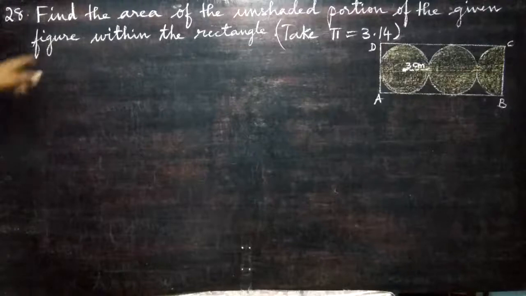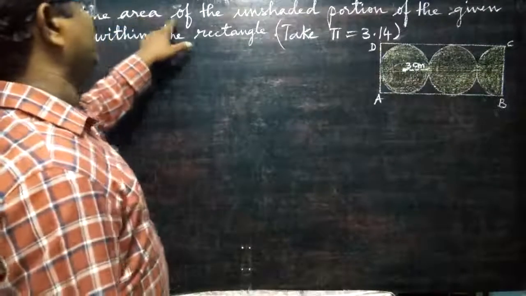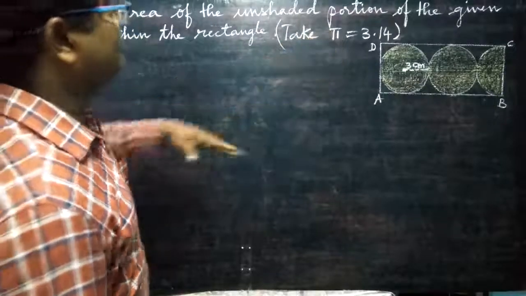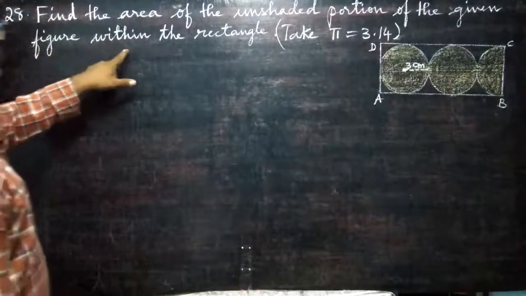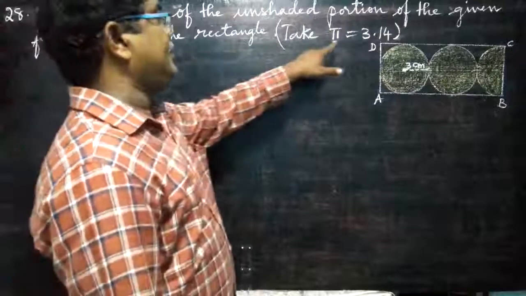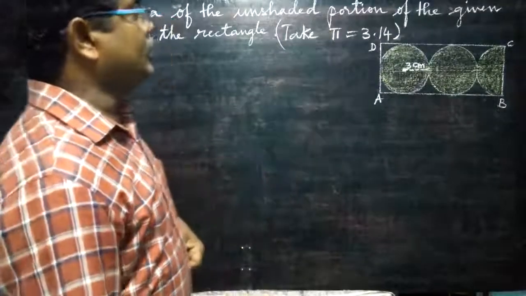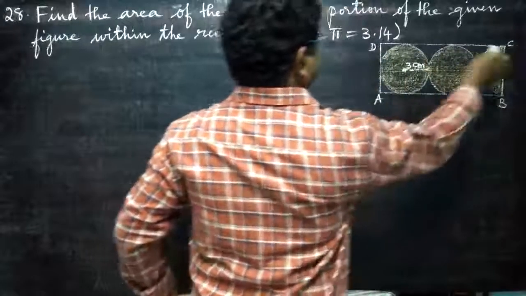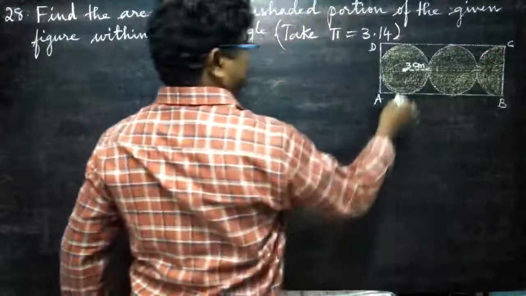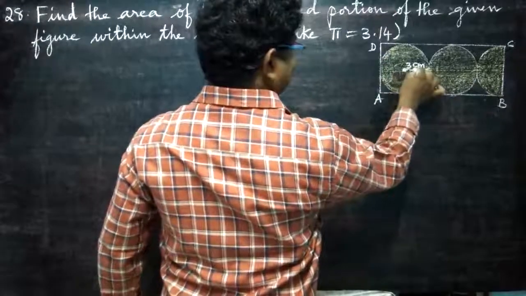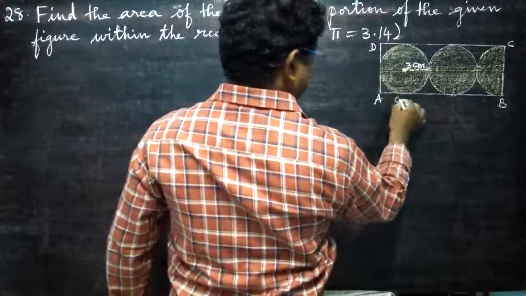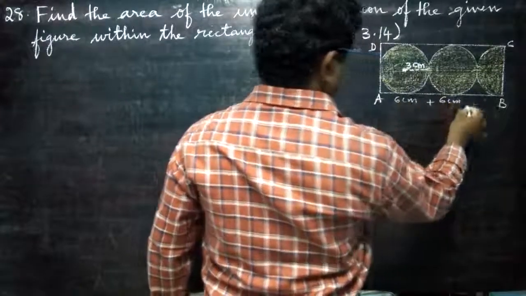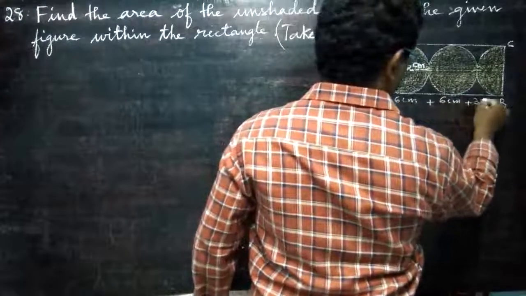28th problem. Find the area of the unshaded portion, not shaded, unshaded portion of the given figure within the rectangle. Take pi is equal to 3.14. A, B, C, D is a rectangle. Radius of the circle is 3 centimeters. Diameter will be how much? 6 centimeters plus 6 centimeters, and that one will be 3 centimeters.